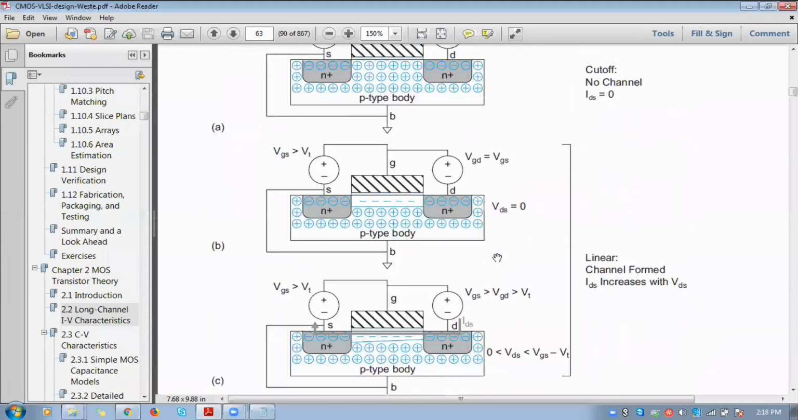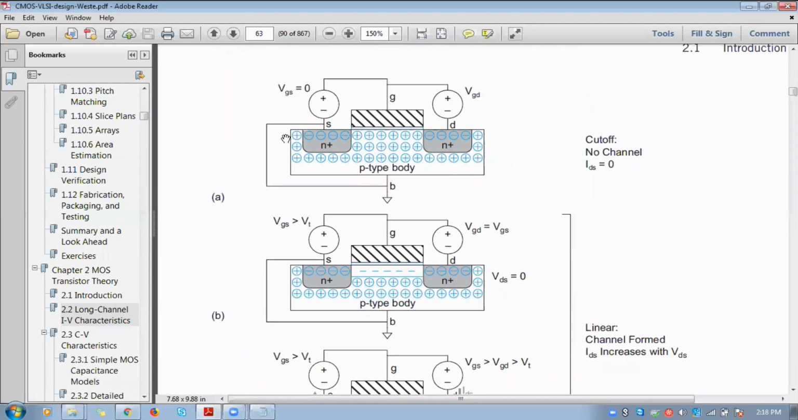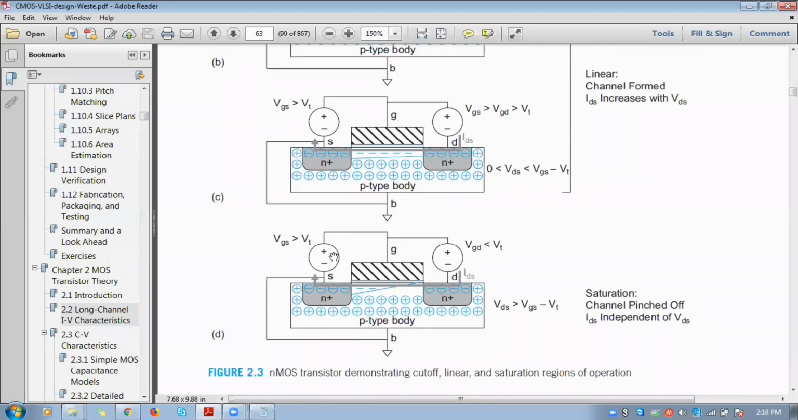So you have to remember these three voltage conditions initially: for the cutoff region, VGS less than VT. For the linear region, the first condition is VGS greater than VT, and the second condition is VDS less than VGS minus VT, and for the saturation region it is greater than VGS minus VT.